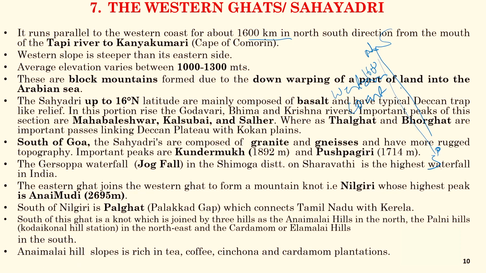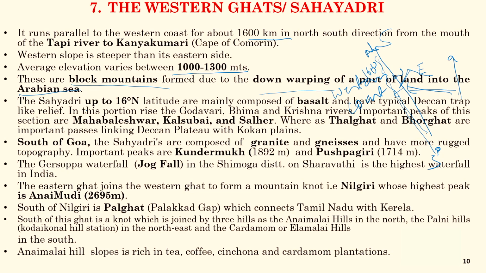Its western slope is steeper than the eastern slope. Average elevation varies between 1000 to 1300 meters. This is basically a block mountain formed due to the down warping of a part of land to the Arabian Sea, as the movement took place during plate tectonics toward the north as well as the northwest. So this was the area experiencing the down warping.